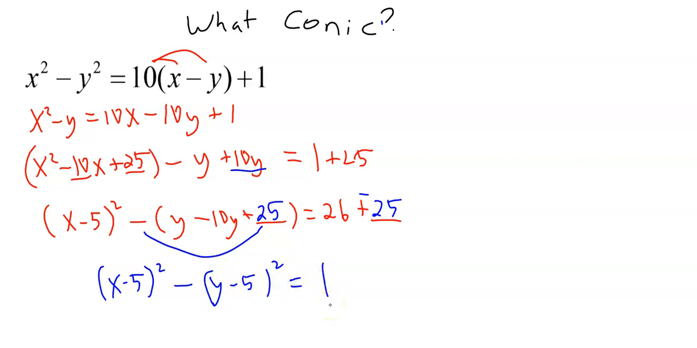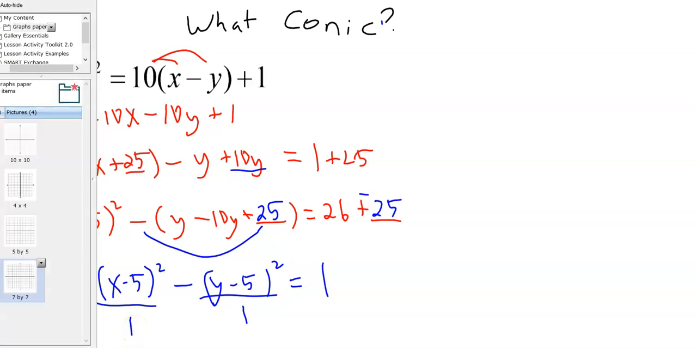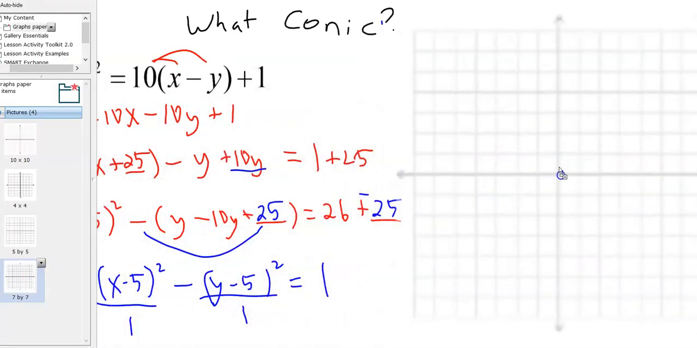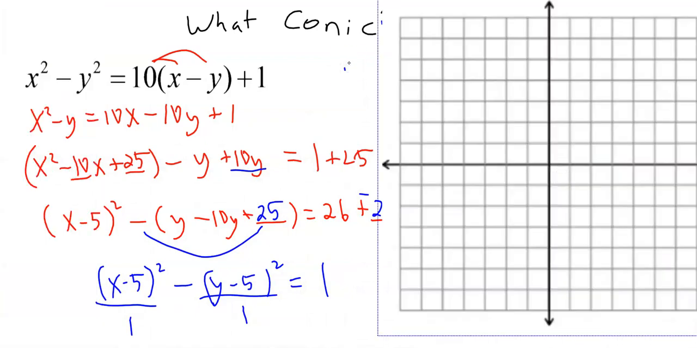If you want to put it in the right form, you'd have it over 1 over 1. So it really is a hyperbola. It's a kind of surprising problem. So 5, 5. So 1, 2, 3, 4, 5. 1, 2, 3, 4, 5. There's the center. We go square root of 1 in each direction. So there you go. Make my dot box.